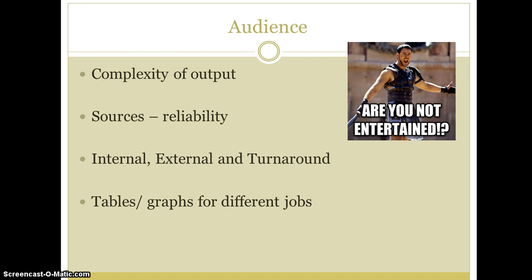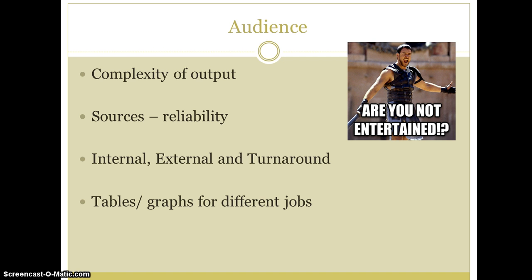So the first guideline, audience, is based on 4 things. Complexity of output, so it shouldn't be too complex for who the audience is. If it's an expert, it can be quite complex, but if it's someone who just needs an overview, it should be quite simple. The sources should be reliable. You don't want to give the audience false or incorrect information.